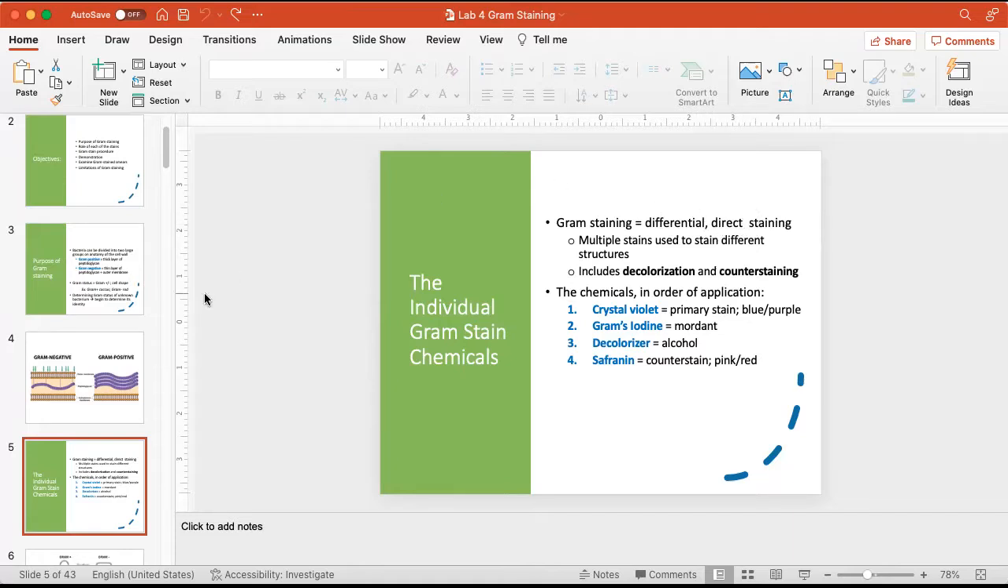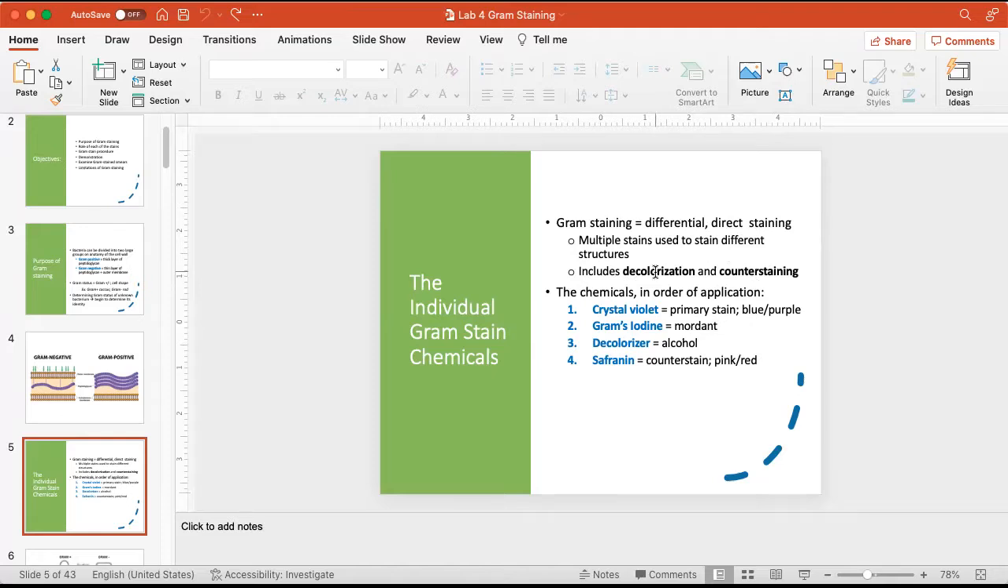Gram staining as a differential staining procedure has two really important parts to it. One is a decolorization step, where we're actually going to remove color, and what's called counter staining, where we remove one color and add another. That's what counter staining means. We're going to add another color to a place where we have removed some color.